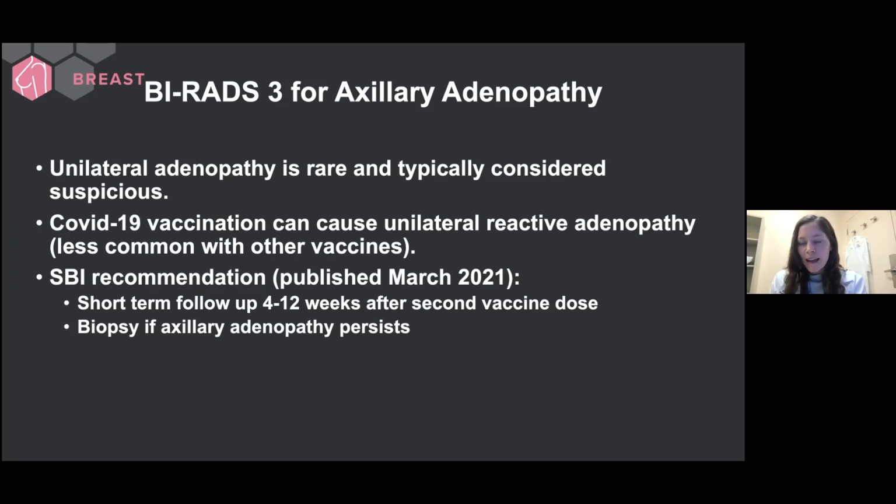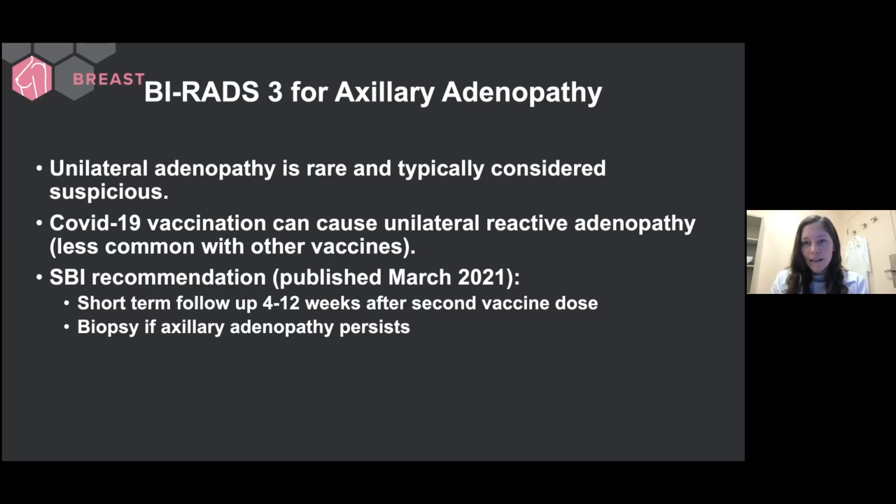And so this has been a really current topic, and there's been a lot of literature in breast imaging related to this to try to figure out what we should do to make sure we're not over biopsying these women, but also not missing malignancies. The Society of Breast Imaging gave a recommendation published in March 2021 that we should be recommending a short-term follow-up 4 to 12 weeks after the second vaccine dose. And if the adenopathy persists, we should do a biopsy.